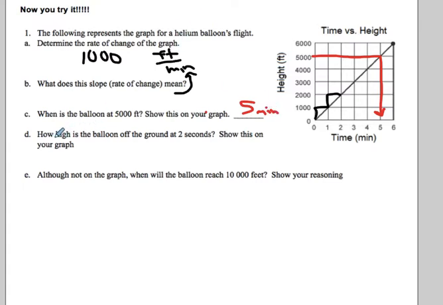How high is the balloon off the ground after 2 minutes? Well, how high means we're trying to find the height. So we're trying to find h now. If it's been 2 minutes, 2 minutes is right here. So now we're starting on the x-axis, and we're working our way up to the graph. Wherever it meets, that's where we're going to go all the way over. So for this one, it's 2,000 feet.